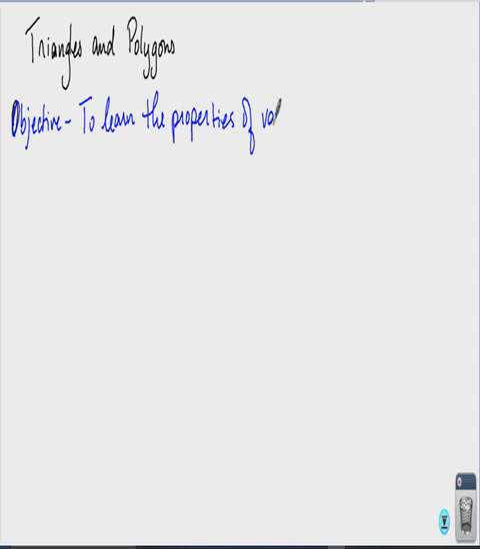And our objective. So our objective for today is going to be to learn the properties of various quadrilaterals.